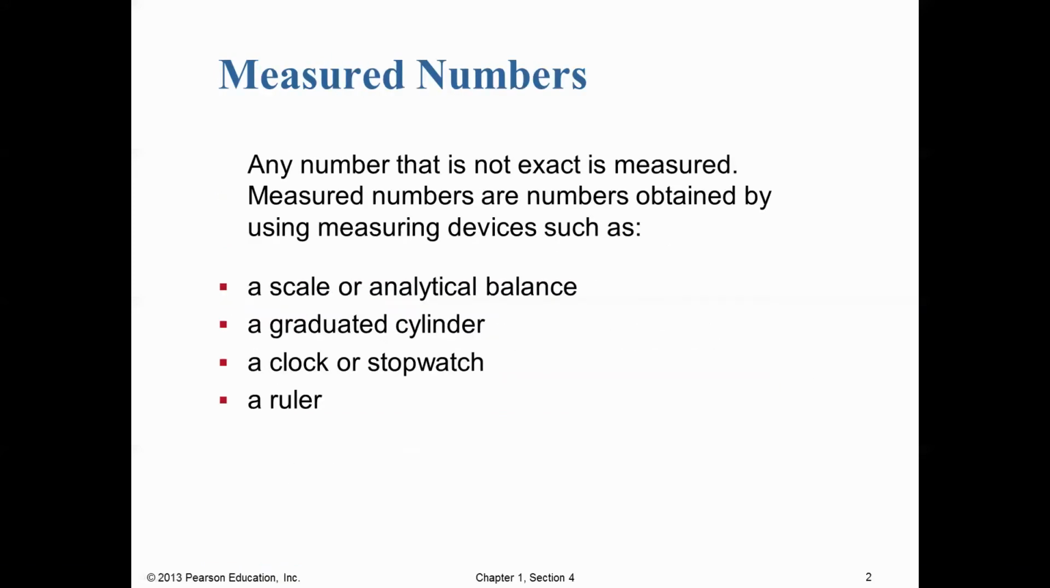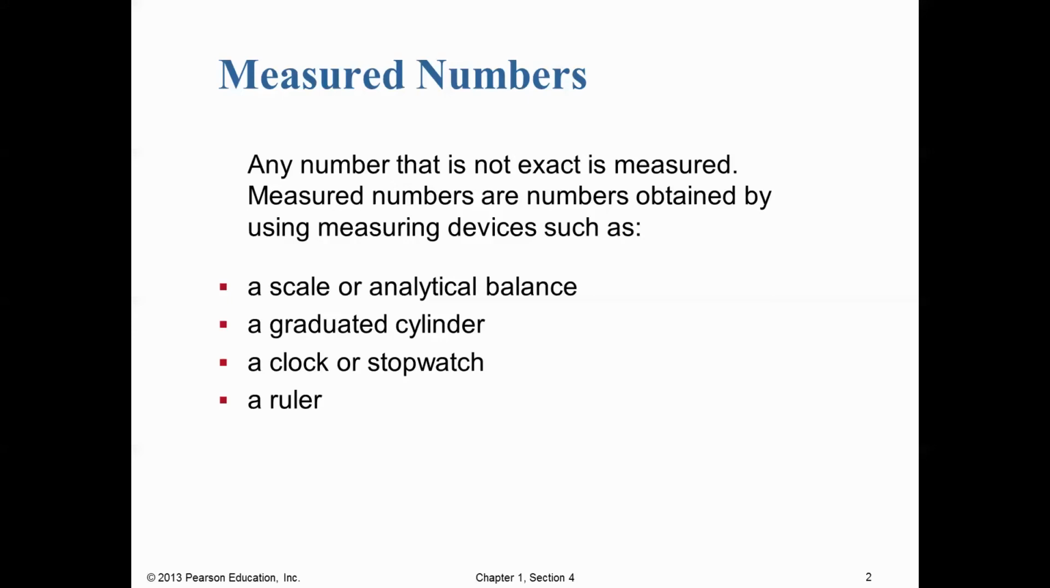Measured numbers are any numbers that are not exact. So any number that's not counted objects or not a defined relationship within the same measurement system. Measured numbers always involve some sort of measurement machine, and therefore they have some degree of error involved in them. Some measurement machines that we use in a chemistry class are balances or scales, graduated cylinders, sometimes clocks or stopwatches, rulers, things of that nature. These devices are never perfect though, so these measured numbers always have some degree of error associated with them.